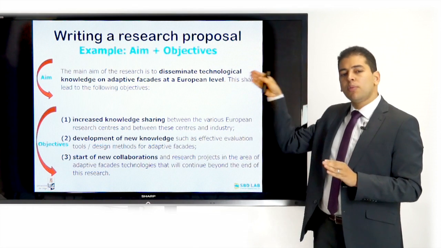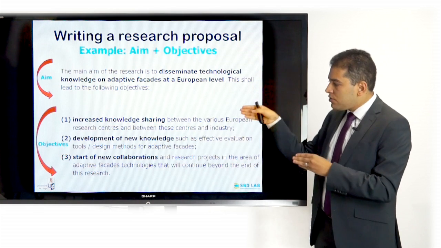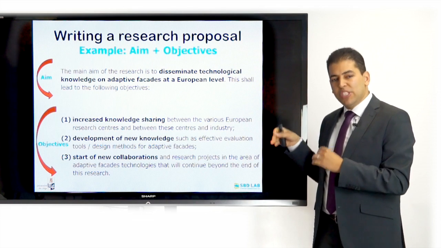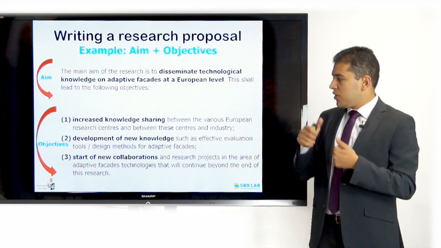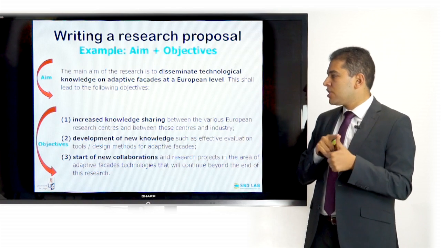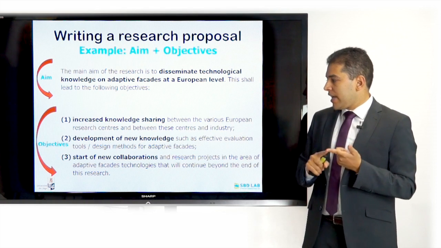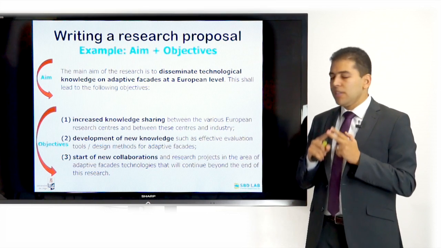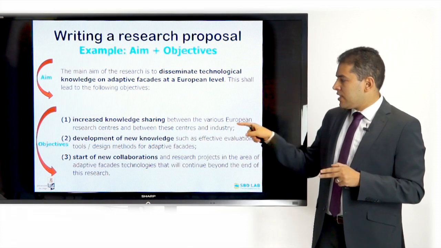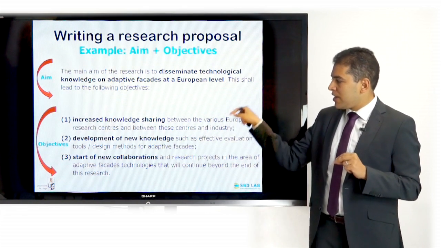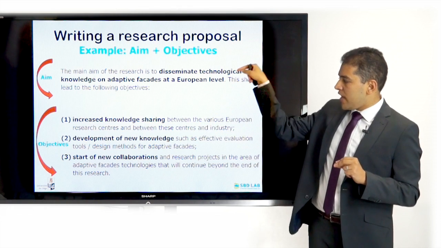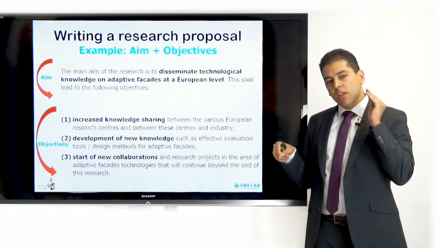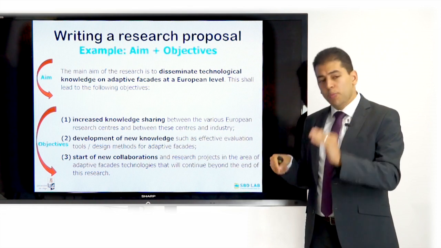Now, how am I going to achieve this aim? I need to describe at least 3-4 objectives to do this aim. First of all, I'm aiming to increase knowledge sharing. Secondly, I'm looking to develop new knowledge. Thirdly, I'm starting new collaborations. So in this sense, I am precisely describing how I'm going to achieve this aim through operational, tactical objectives.